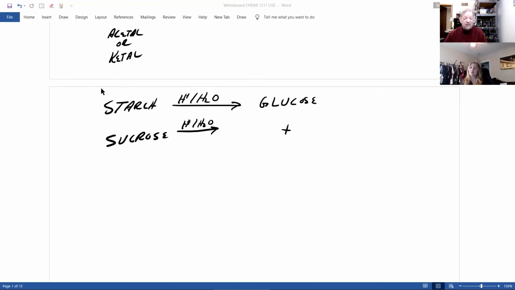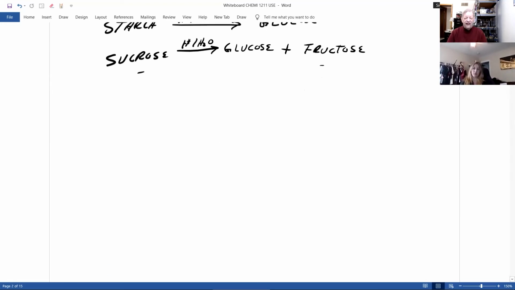Well, when you eat sucrose, like if you put sugar in your tea or on your oatmeal, Dr. White likes both, it breaks down in your stomach to give you glucose plus fructose. And that's that. And that's my quick review.